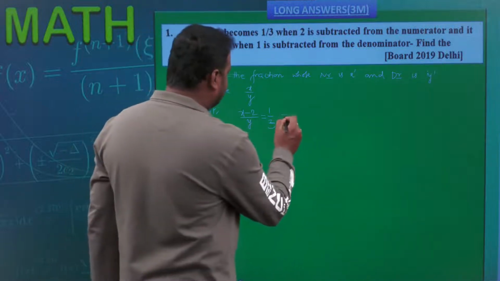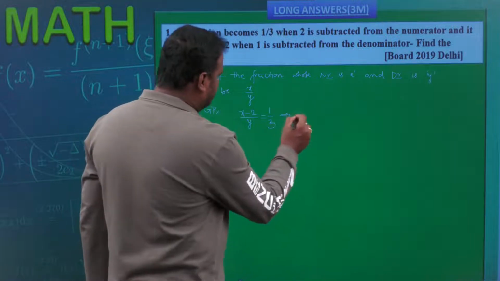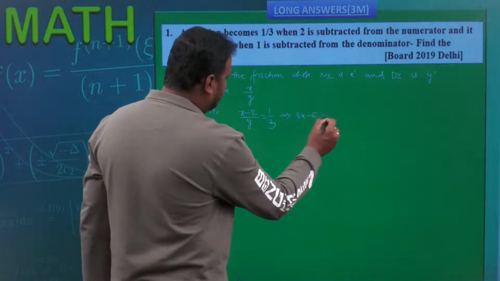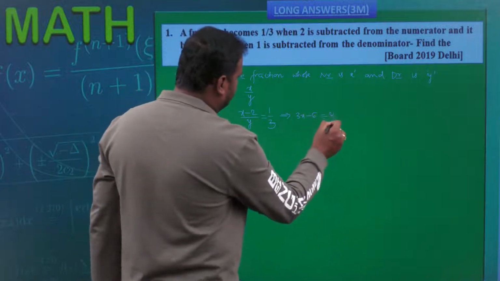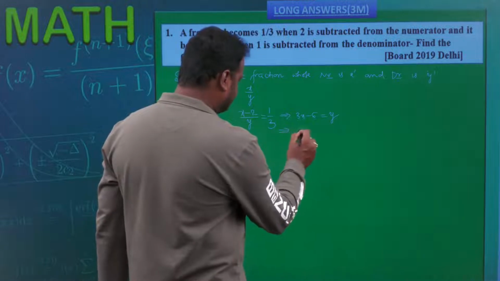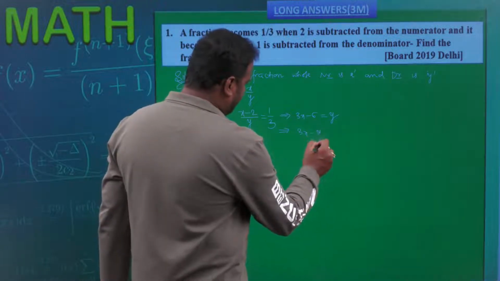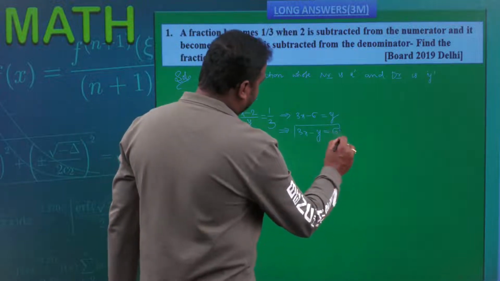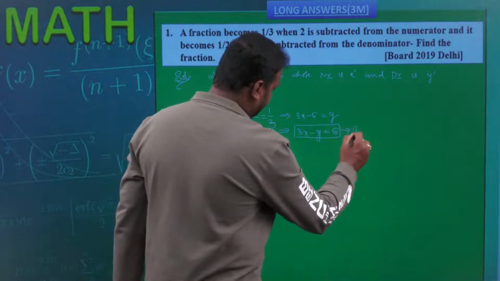If you simplify this, 3 into x is 3x minus 3 into 2 is 6, equals y into 1 which is y. If you write it in the standard form, 3x minus y minus 6 equals 0, or 3x minus y is equal to 6. This is the first equation.